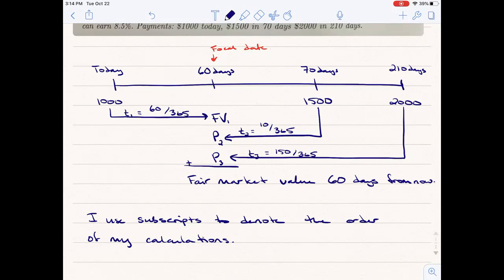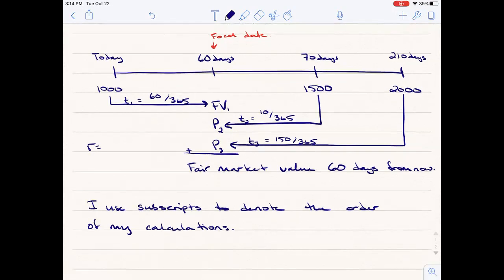And then the last step for our complete timeline is to put the rate somewhere along here, right? Because the rate is the same all along, and we have a rate of 0.085, or 8.5%. So here, this is our complete timeline.